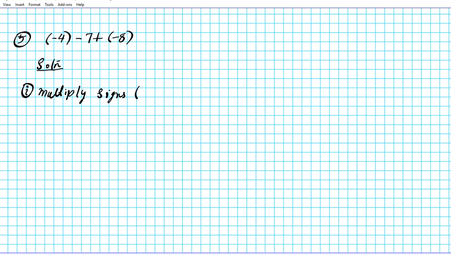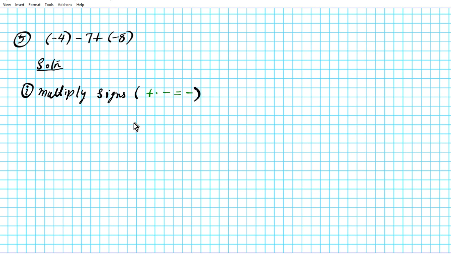Alright, let's take a look at one more example, slightly longer than problem 4 and 3. What if we are to evaluate the expression negative 4 minus 7 plus negative 8? Alright, do we have signs to be multiplied here? Absolutely. You have a plus and a minus next to each other, so those two have to be taken care of. So in step 1, we're going to multiply signs. What signs are we multiplying here? We're multiplying positive times negative. Since the signs are different, your product will be minus.